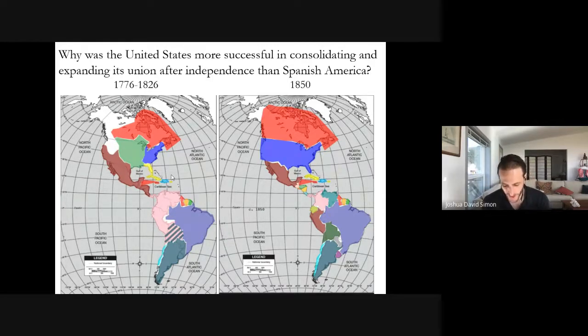Why is it that the United States transforms over the course of the first half of the 19th century from a small collection of colonies on the Atlantic seaboard into a continental state, while in the same period, the large states that emerged from Spanish America's wars of independence devolve and disintegrate into smaller ones? Why, in short, is the United States more successful in consolidating and expanding its union after independence than Latin America?